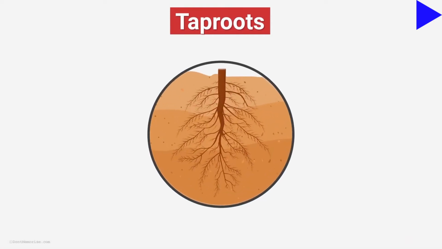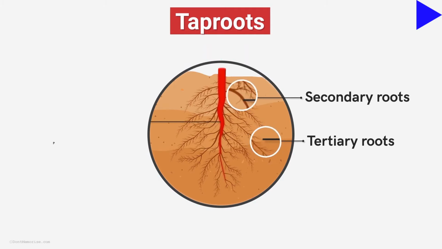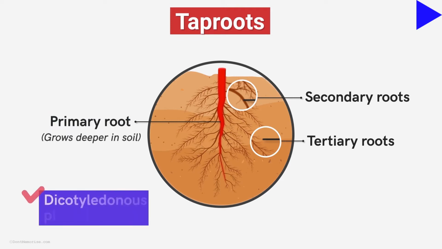Taproot system is the one in which there is a single root, which is the primary root that anchors the plant. The one seen in this case. There are several secondary and tertiary roots, that is these smaller root-like structures, which arise from the primary root. The primary root has the tendency to grow deeper in the soil. Usually, dicot plants exhibit the taproot system.